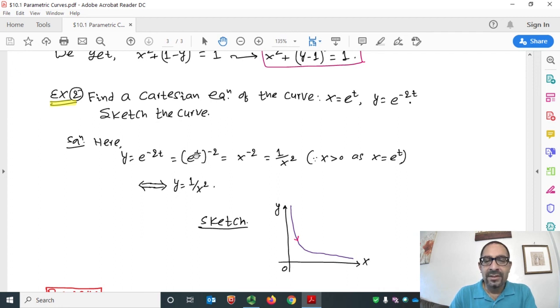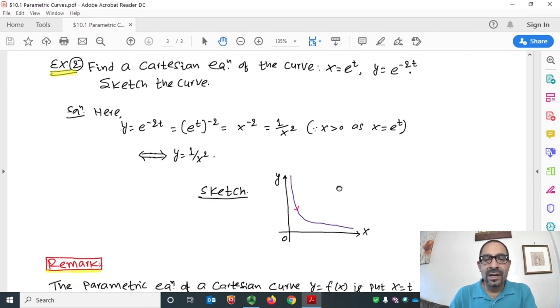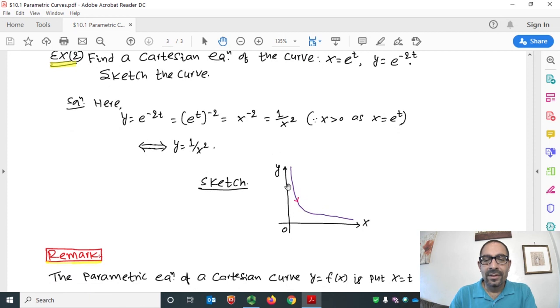Then let's replace e to the t by x. So x to the power negative 2, bring it down to the denominator, it becomes 1 over x squared. And we know x is not 0, so you can divide here, because x is e to the t, and this cannot be negative or even 0. So then we have y equals 1 over x squared. So we know this graph is simply this graph. And our x is not negative, so this lies only in the first quadrant.